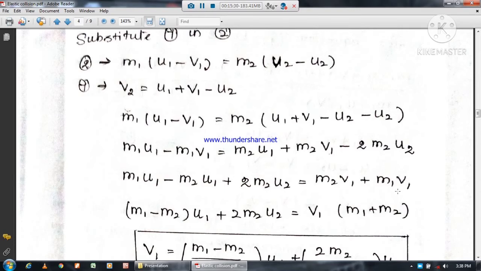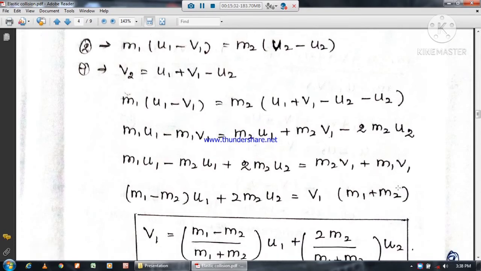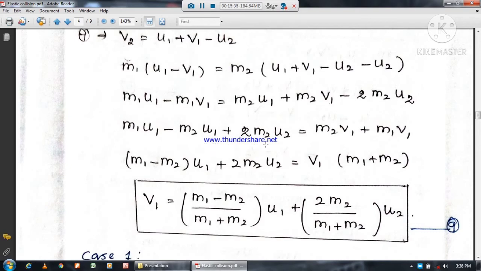So m2 v1 plus m1 v1, and here u1 common, so you take outside. So (m1 minus m2) into u1 plus 2 m2 u2 is equal to, here v1 common, so you take outside. So v1 into (m1 plus m2). From this we can find the velocity v1 is equal to (m1 minus m2) divided by (m1 plus m2) into u1 plus 2 m2 divided by (m1 plus m2) into u2. This is the final velocity of the first body.